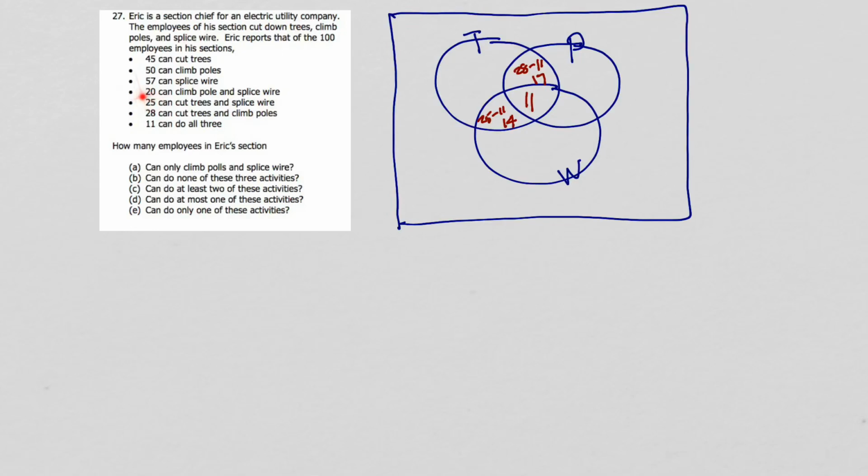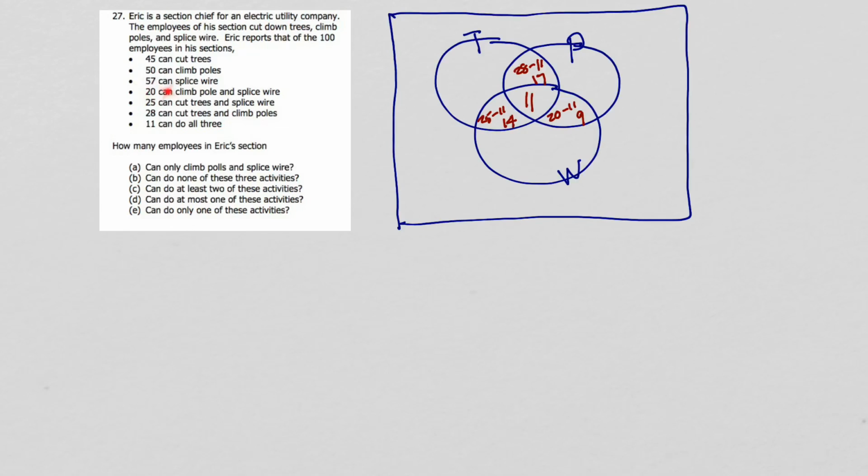And now let's just work our way up again. So 20 can climb poles and splice wires. So poles and wires, we've got 20 in there. So here's poles, here's wires. Now we've got 20 people in here. We've already counted for 11. So the number in this region right here is going to be 20 minus 11. That'll leave us with 9.